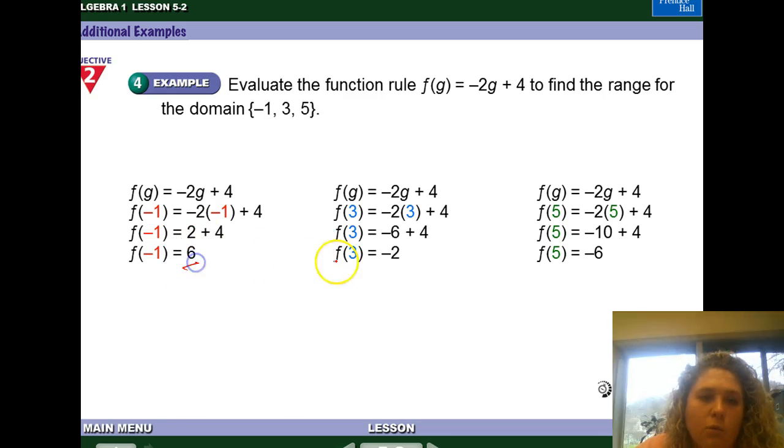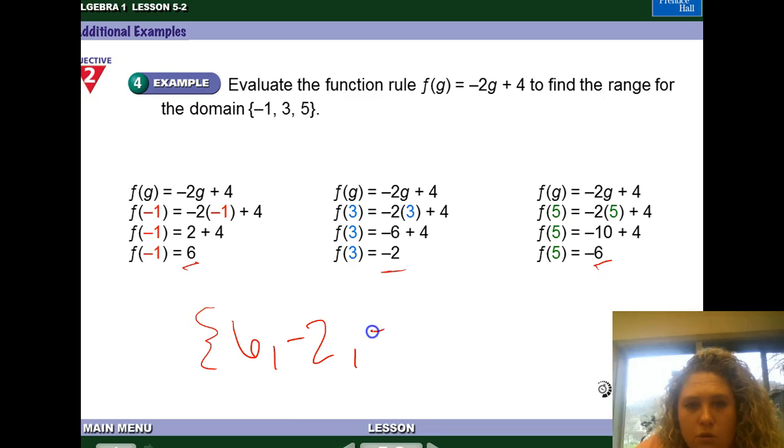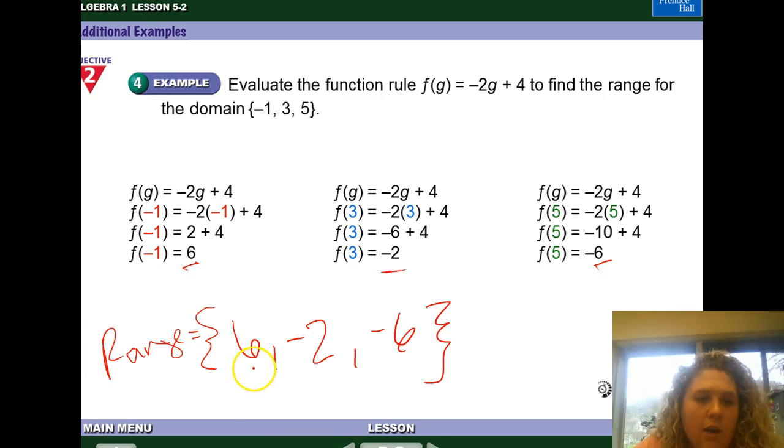Should be your values. You should have f of -1 we did together, which was 6. When you had f of 3, you got -2, and f of 5 was -6. So the range value, you use your brackets, braces, whatever you'd like to call them, 6, -2, and -6. This is your range. Now you can work on your practice problems.